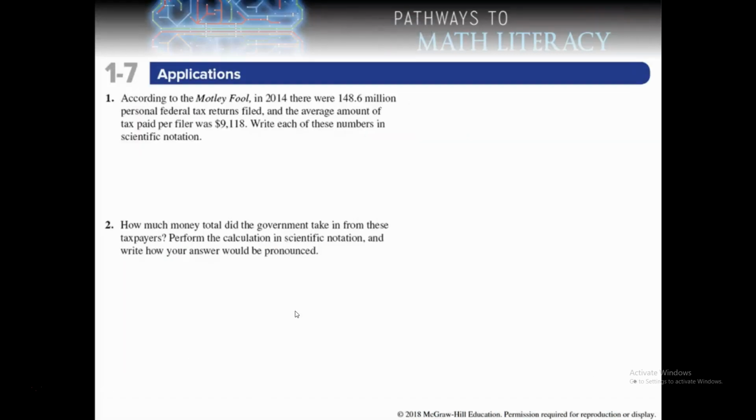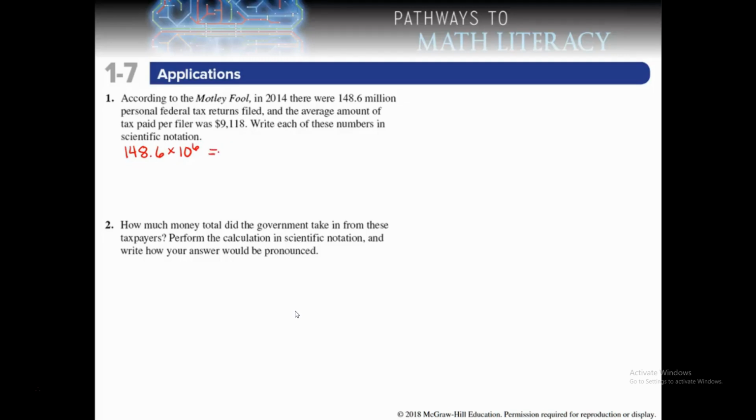In question 1, in 2014, there were 148.6 million personal federal tax returns filed, and the average amount per filer paid was 9,118. So we're going to write each of these numbers in scientific notation. We have to be careful with the first one, 148.6 million. Now a million is 10 to the 6th, but if we start that out by writing 148.6 times 10 to the 6th, that is 148.6 million, however, it is not in scientific notation. To be in scientific notation, the decimal point has to be after the first digit.